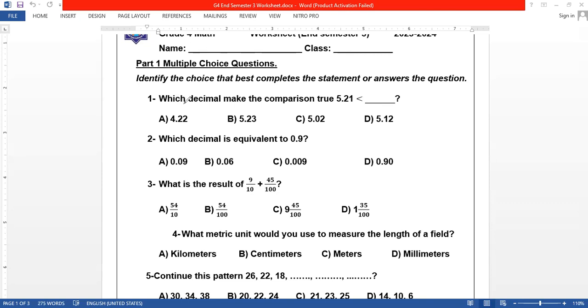Question number 1, which decimal makes the comparison true? 5.21 less than. So we want here a number greater than 5.21. Let's start with this. 4.22, of course, this is not greater than 5.21. 5.23. Now we compare.